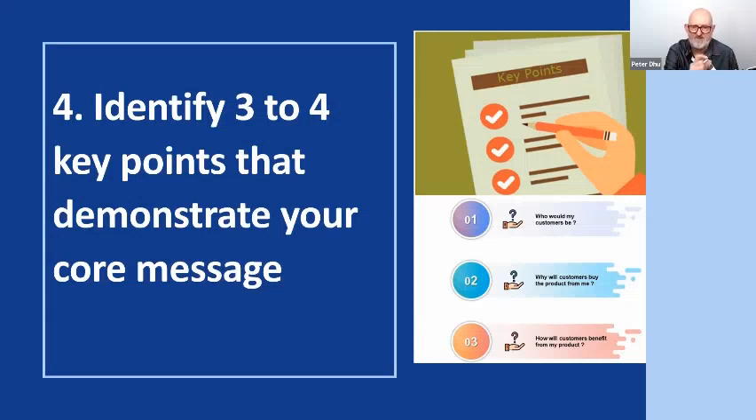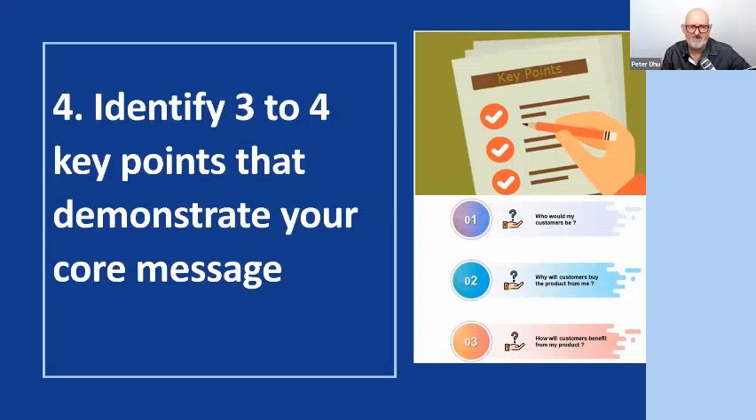So what 3 or 4 key points can you put to illustrate your core message? If you've got a 7-step process, maybe shrink it down to 3 key points and maybe have point 1A and point 1B, point 2A, point 2B, and point 3A, point 3B, and point 3C. That would be 7 points.